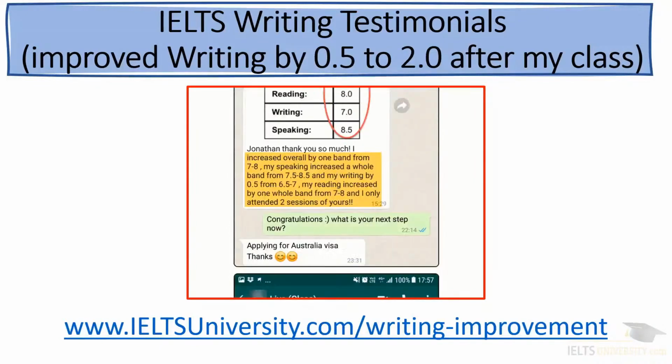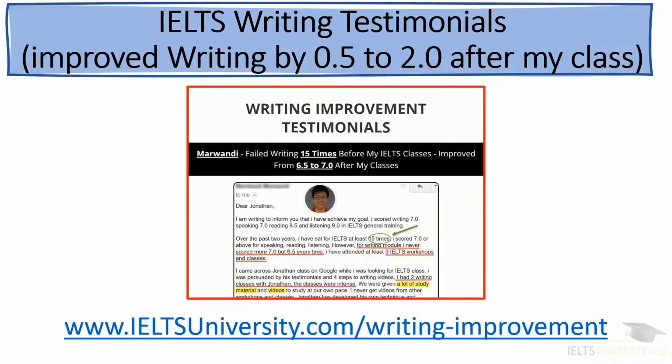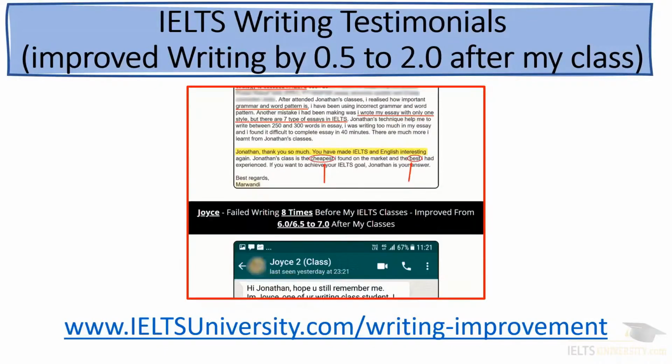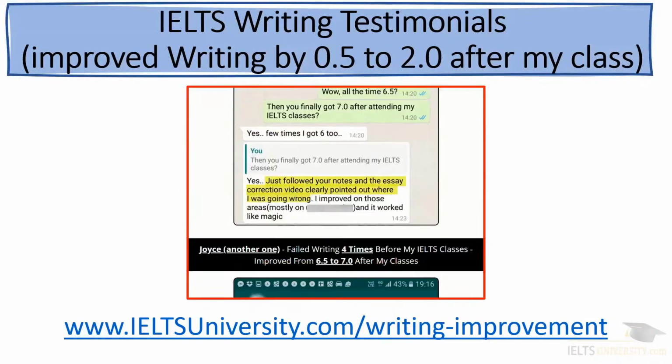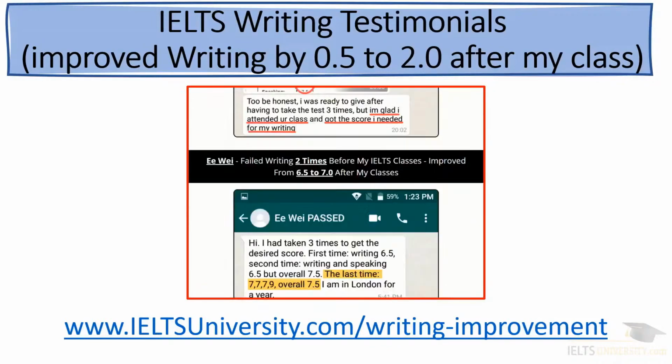Okay, most people fail writing and therefore they fail IELTS. So writing is the most difficult component and something I've really worked hard in terms of creating materials, templates, and so on and so forth. And these are the results.